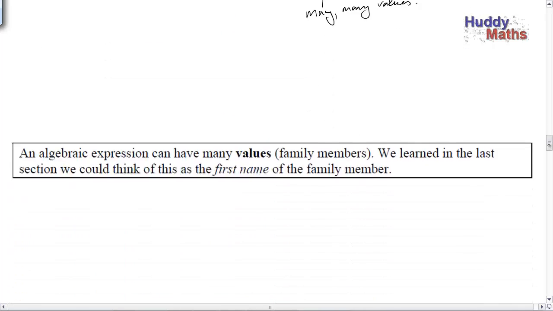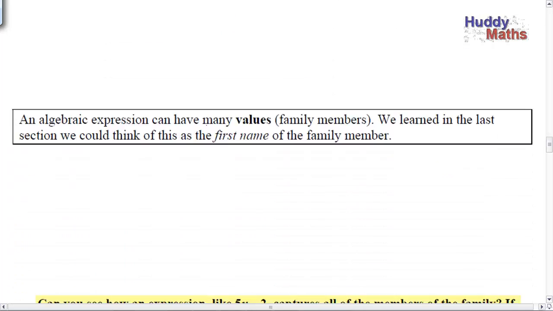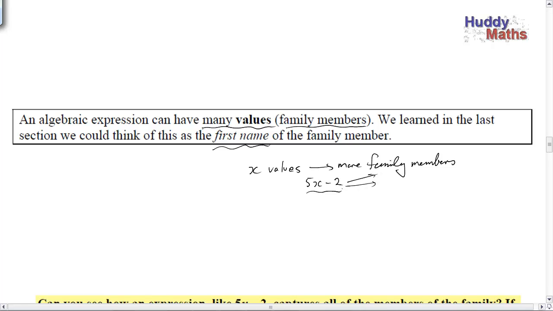Come down here and let's keep developing the idea. Oh, here we are. Many values, family members. We learned that we think of this as the first name of the family member. So as you put in more x values, you are going to generate more family members. The family member is the final number that you get when you put x in as a generation number and do things to it. Like 5 times x take 2 would produce many, many family members.